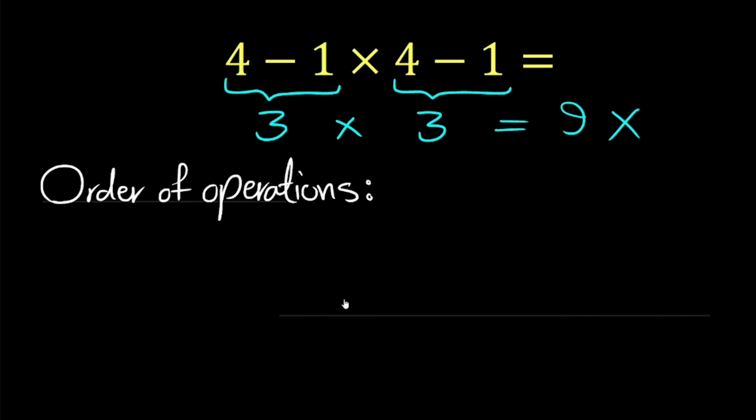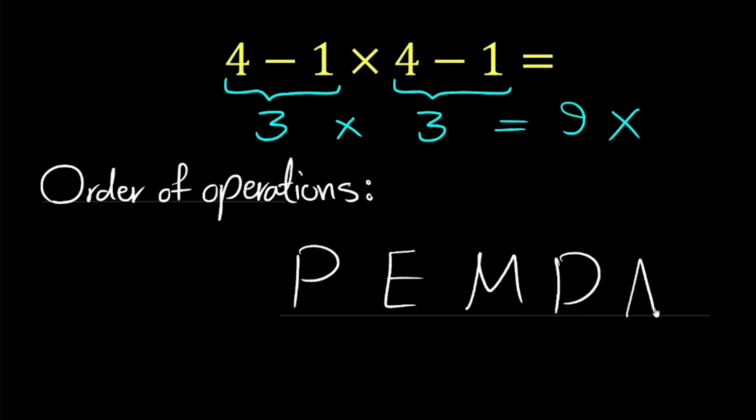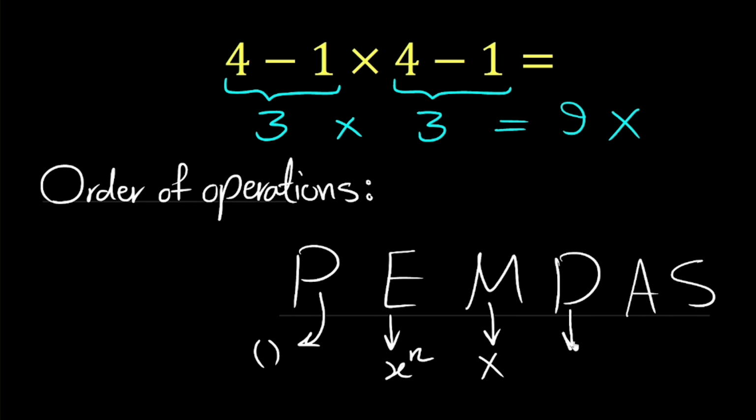The order of operations is known by the short acronym PEMDAS. In PEMDAS, P stands for parentheses, E stands for exponents, M stands for multiplication, D stands for division, A stands for addition, and S stands for subtraction.